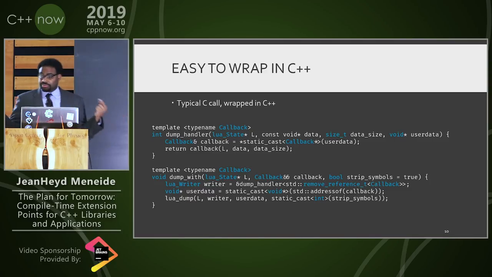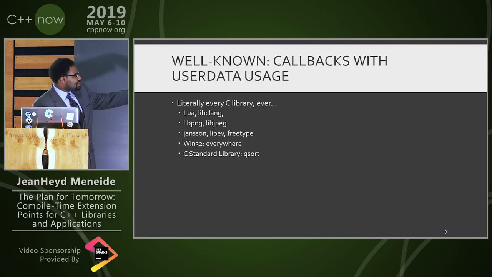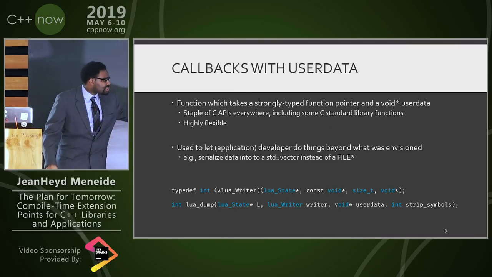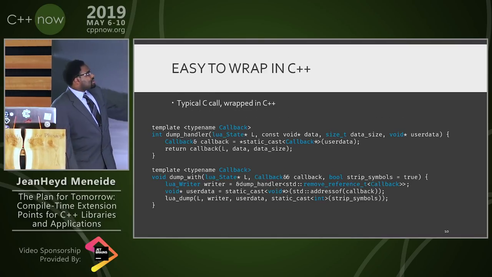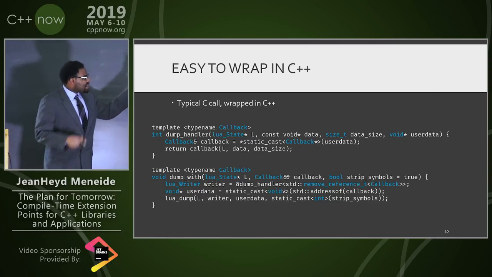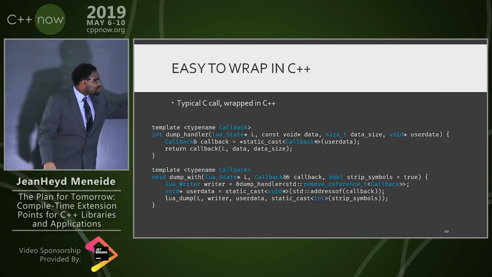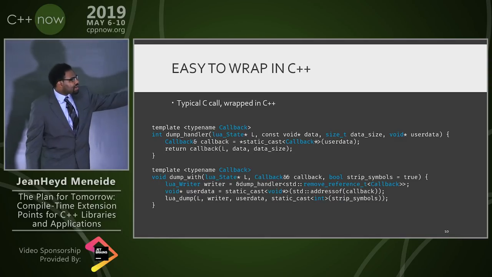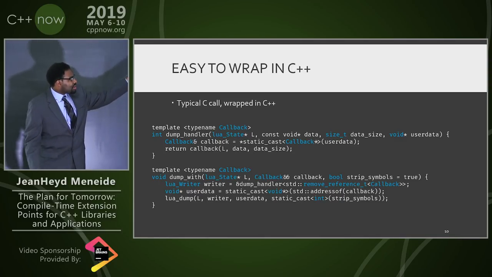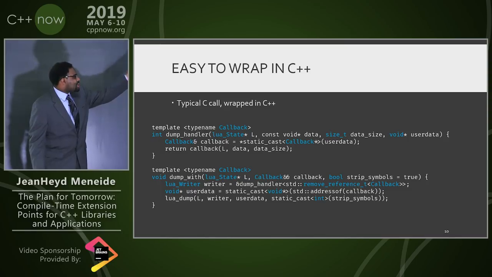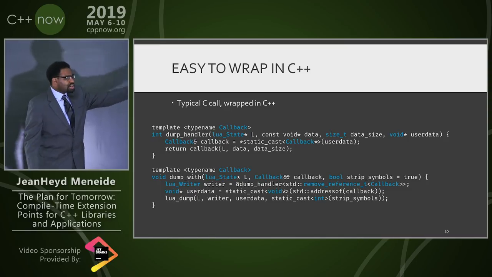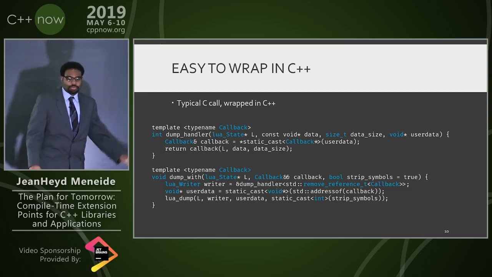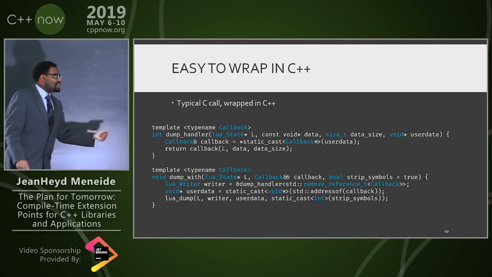So this is pretty well known. And the good thing is that it's very easy to wrap up in C++, right? I'm using the same code from here, with these two example functions. The idea here is that I have this handler that can handle that. All it does is cast from the void star to the callback type, which was given as a template type, and then just call the callback with the three parameters that it needs: the state, the data, and the size.